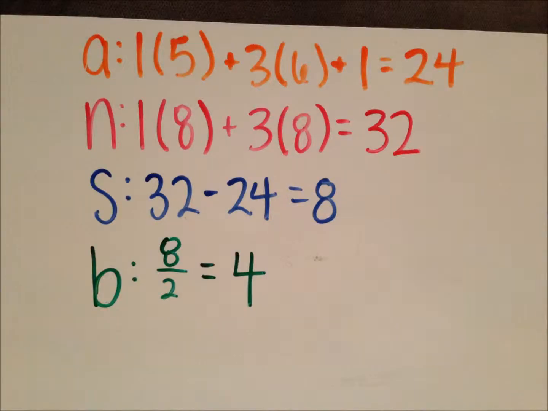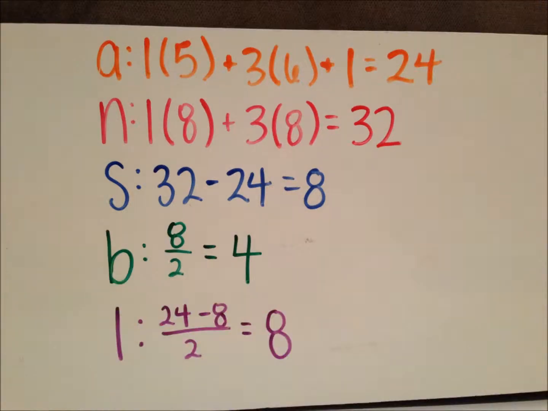For B, to determine the number of bonds, you take the value of S, which is 8, and divide that by 2. The answer you get is 4, so that means there are 4 bonds. Lastly, you have to determine the number of lone pairs in this compound.